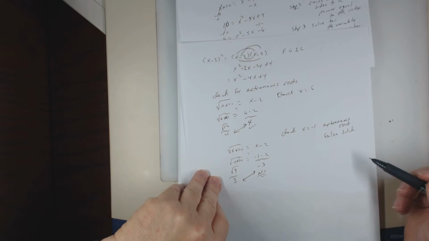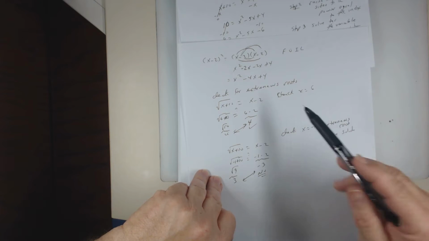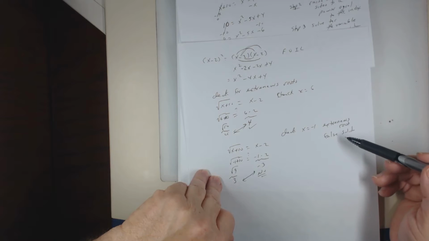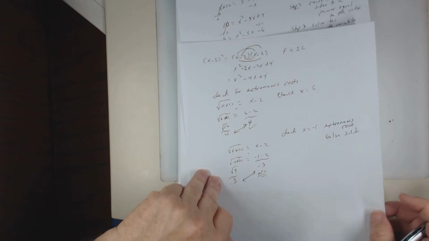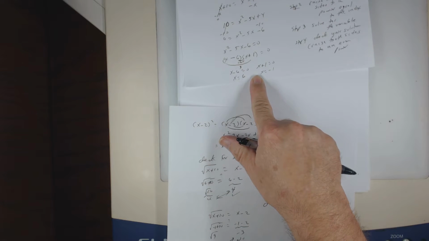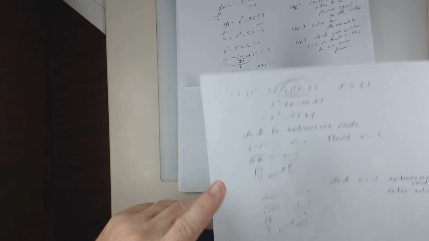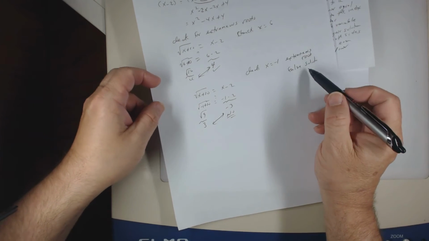So usually what happens is students tend to forget to check when they have a radical equation. They tend to forget to check for extraneous roots. So they'll get all this right and they'll say these two are the solutions, when actually it's not true. Which one is the only solution? X equals 6. So remember, it's extraneous roots.